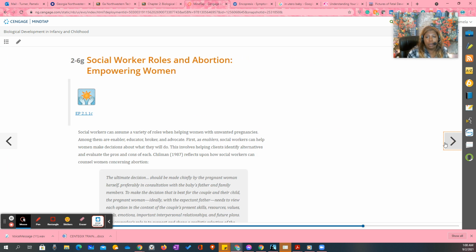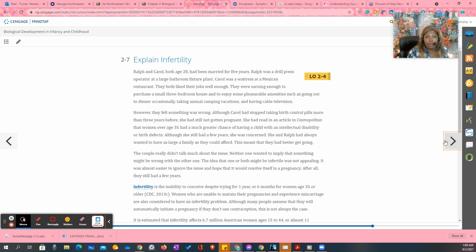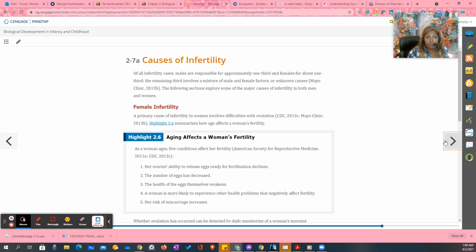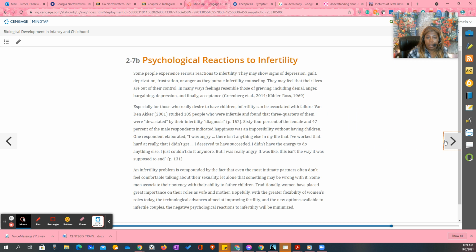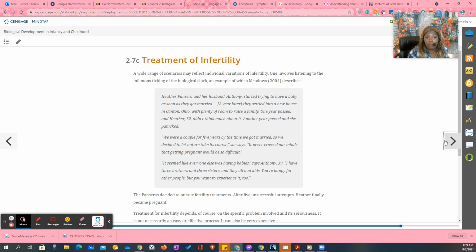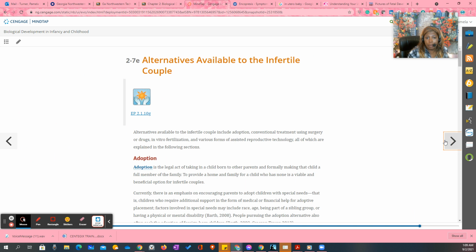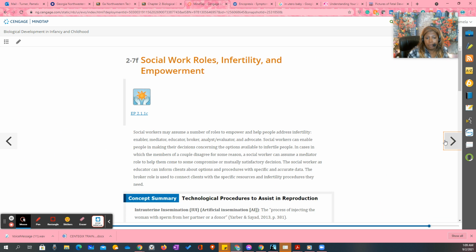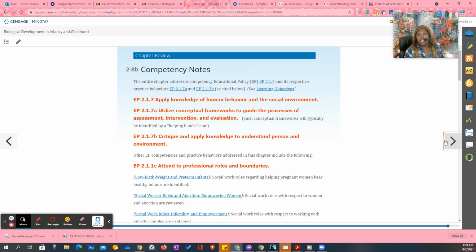Okay. And again, we're going to talk about empowering women, ethical issues, and the issues of infertility. Go back and read this chapter as well, guys. The many causes of infertility, the psychological reaction to not being able to have children. Okay. So I've covered the major things in this chapter.